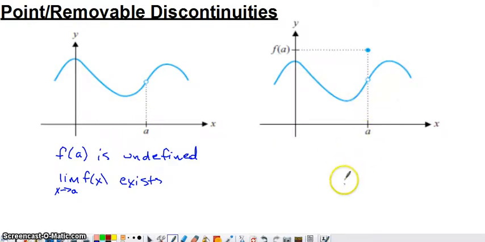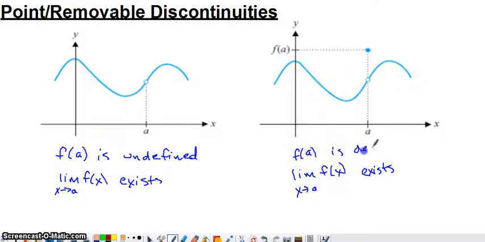With this function over here, again, we have the limit existing. That's the important thing to recognize about these removable discontinuities. When you have a removable discontinuity or a function that's discontinuous just at one point, the limit is going to exist and it's going to be a finite value as you approach that x from either side. Now in this case, f of a is also defined. So the first two pieces of the definition of continuity are definitely true, but the last piece, that f of a equals the limit, that's not true.